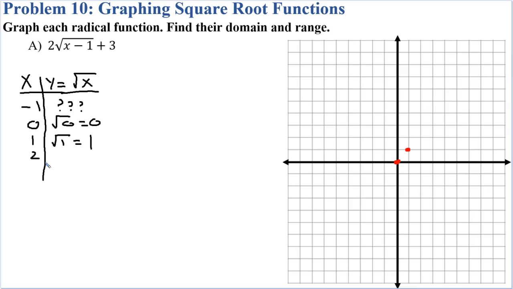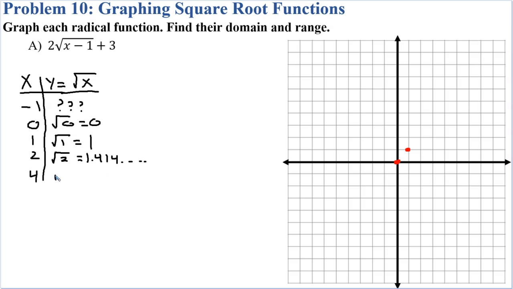And then for 2, the square root of 2 isn't something nice. When I plug that into my calculator, I end up with 1.4142 dot dot dot. In other words, I have a point I don't really feel like plotting here. Same thing with the square root of 3. What I want to look for with the square root function is values I can find nice roots of.